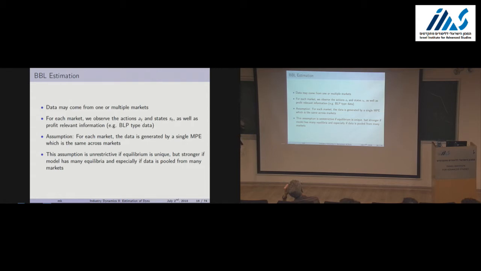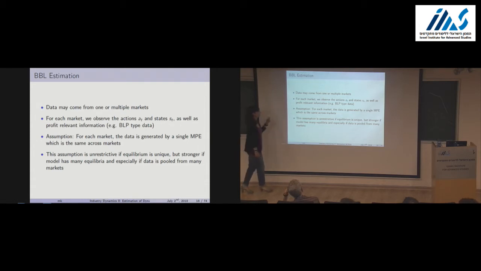Now, the data, which again is actions and states, can come from one market or it can come from multiple markets. We're going to see the actions that people are choosing and the states at which they're choosing these actions, and possibly the profits, so prices, quantities, demand shifters, cost shifters. Now, one assumption that is important here is that for each market, the data is generated by a single equilibrium.